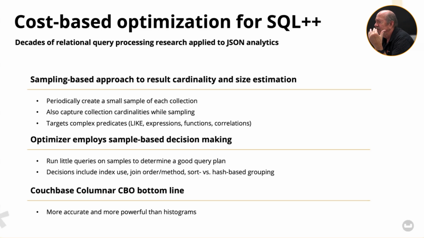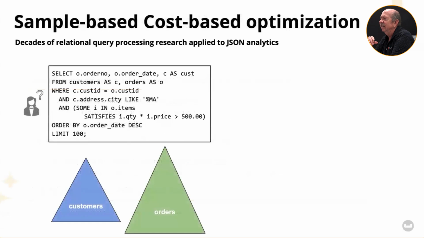So the bottom line is that the way we do this is based on samples, state-of-the-art, and it's more powerful than trying to do things based on histograms, which have a much tougher problem when you're dealing with things like likes or function calls and so on, or multiple attributes that might be correlated. So let's just take an example to illustrate that. Again, we're leveraging knowledge from decades of relational expertise and bringing that to bear to have a state-of-the-art JSON data analytics capability.